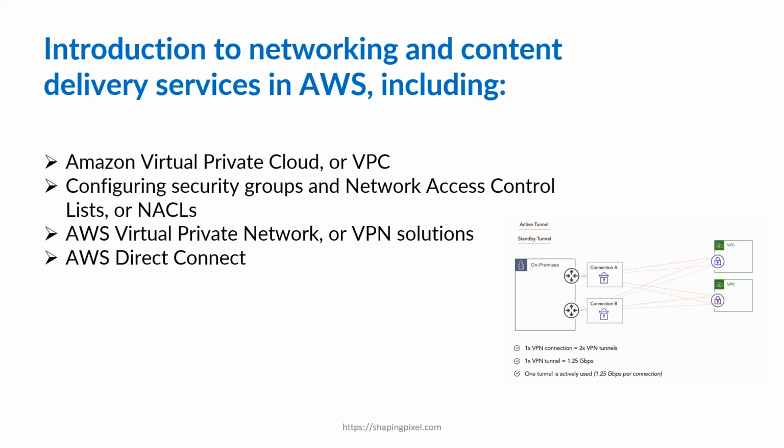So, introduction to networking and content delivery services in AWS, including Amazon Virtual Private Cloud or VPC, configuring security groups and network access control lists or NACLs, AWS Virtual Private Network or VPN solutions, and AWS Direct Connect.